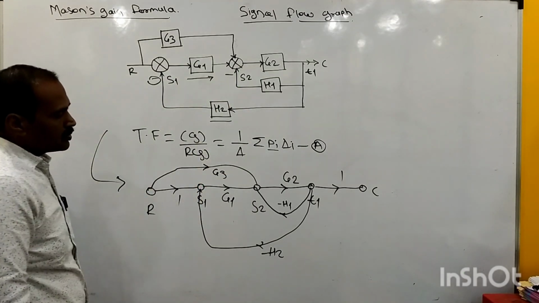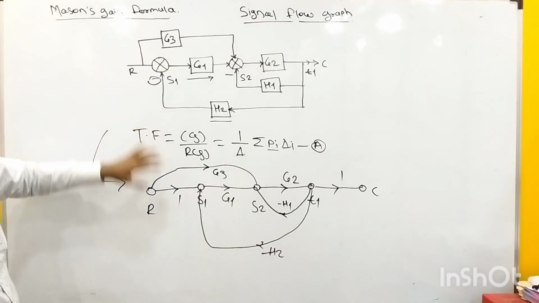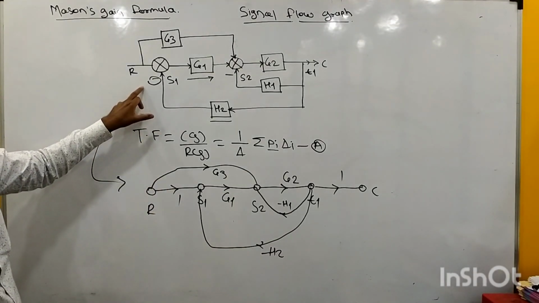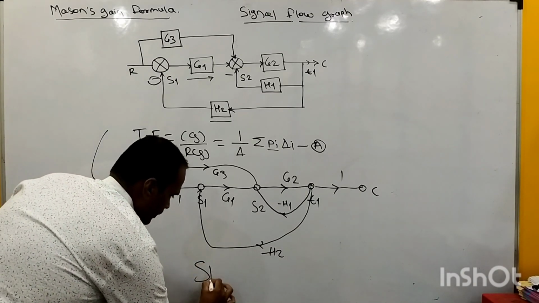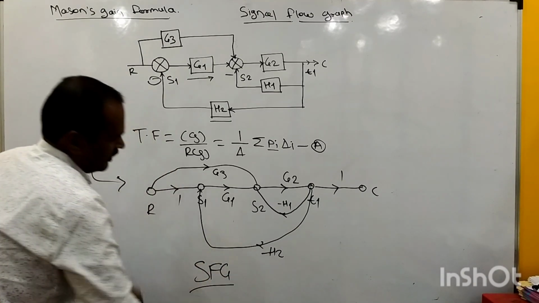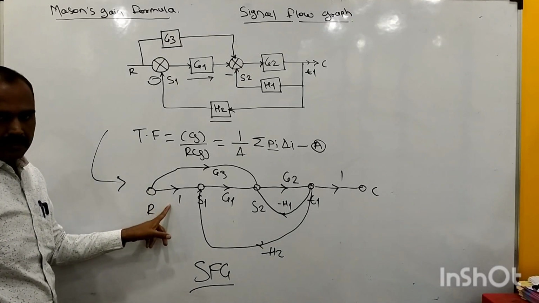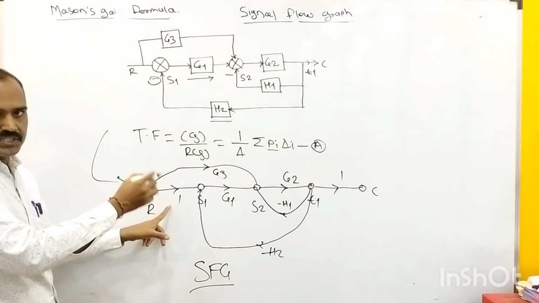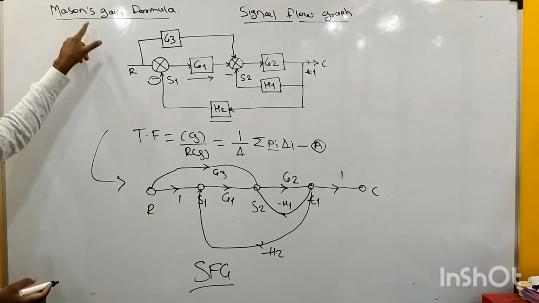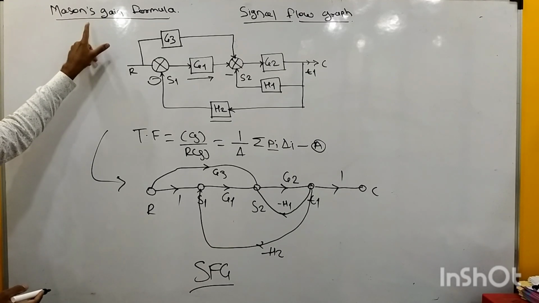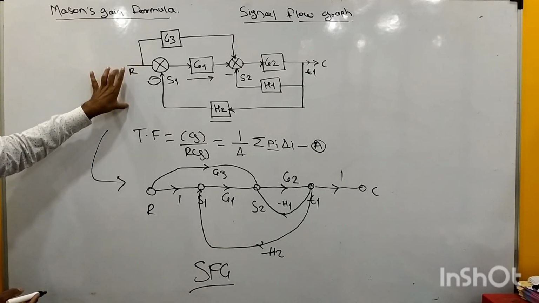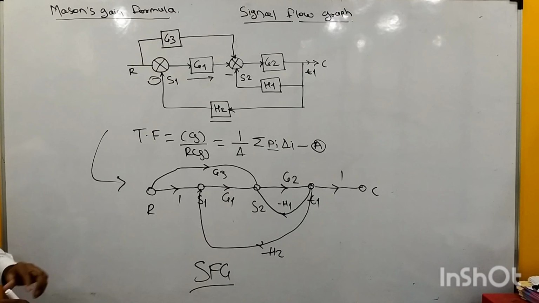G3, right? So in this way, first of all, we need to convert this block diagram representation into this equivalent signal flow graph representation, right? Once we have the equivalent signal flow graph representation, then we can directly apply Mason's gain formula, because our objective is to what? Our objective is to determine the overall transfer function by using Mason's gain formula, right?